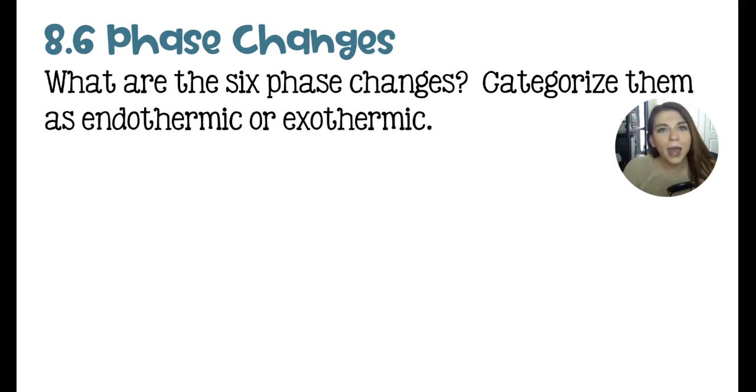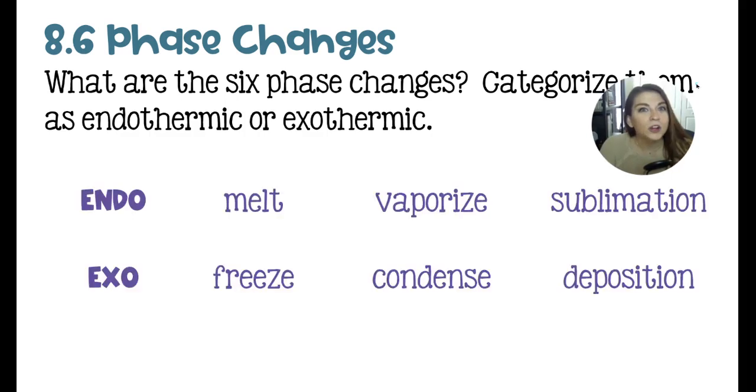Up next, what are the 6 phase changes? And you are asked to categorize them as either endo or exothermic. There are 3 endothermic phase changes, and that is melting, vaporization, and sublimation. That is where energy is going to enter the system. And then your exothermic phase changes are where heat is removed from the system. That will be freezing, condensing, and deposition.